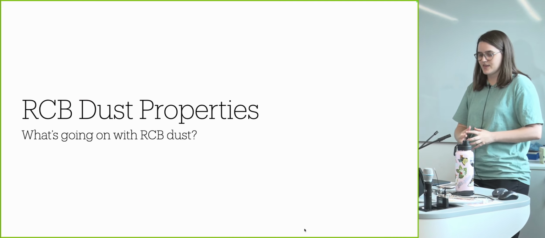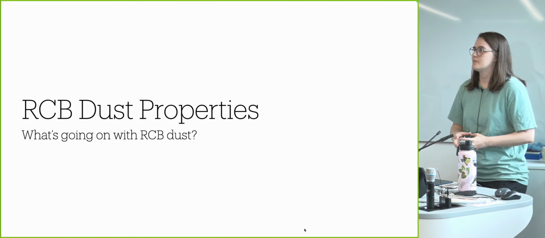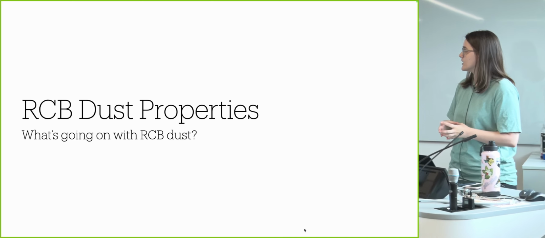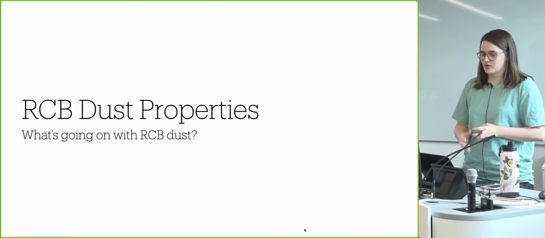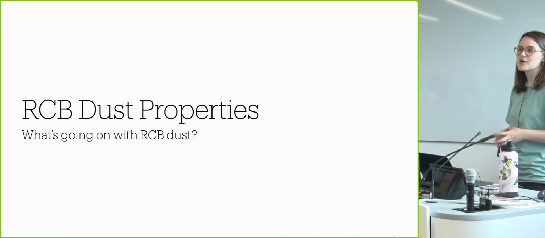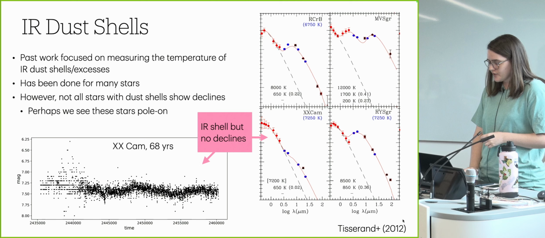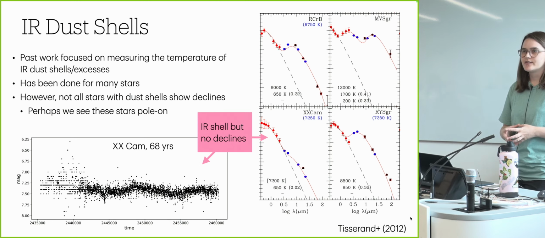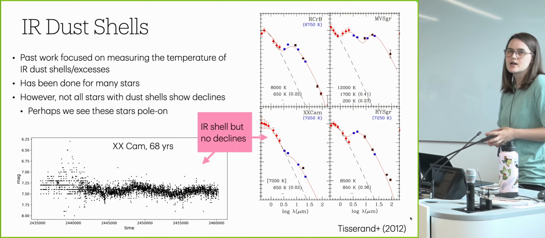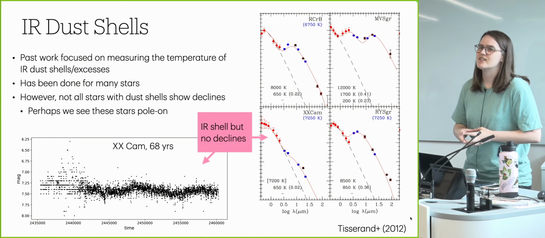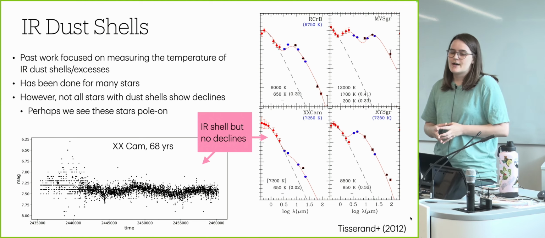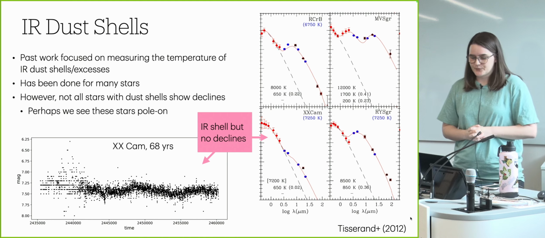Now I'll talk about the dust properties, something that I've been working on and am still working on, which is an ongoing question. What's going on with the R Coronae dust? So R Coronae, especially R Coronae itself, have been known for a very long time. In fact, R Coronae was discovered in 1797. And so it's been known for over 200 years.